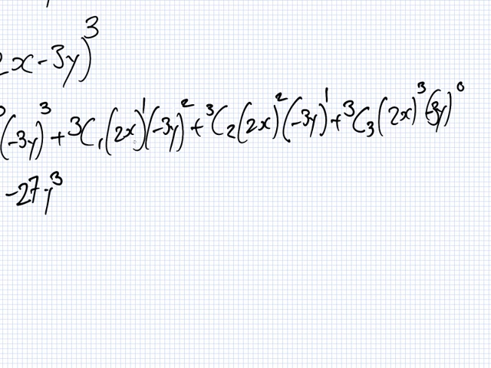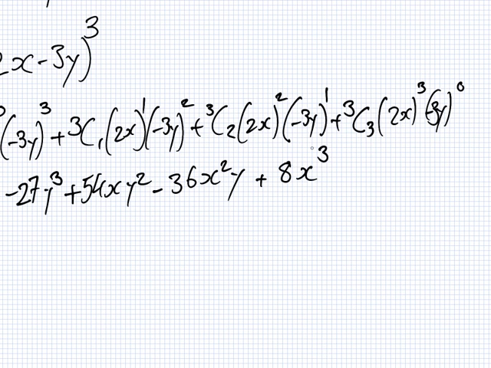Well, this part here we know is 1. So we can just scoot that off the page. Right, there we go. So this will be minus 27y cubed. That's 9 times 2 is 18. Times 3 is 54. Plus 54xy squared. Minus 3 times 4 is minus 36 x squared y. And then this is a 1, this is a 1, and that's an 8. 8x cubed.